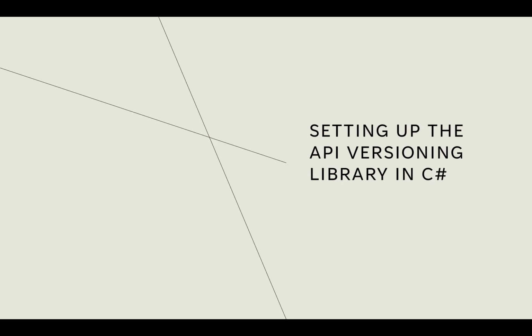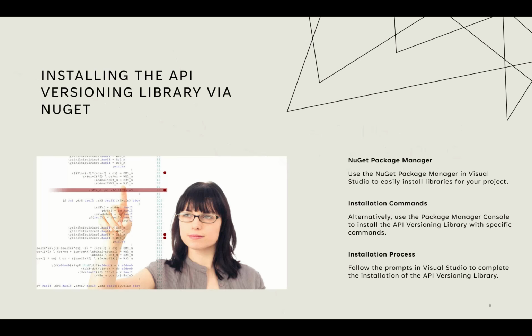To effectively use API versioning, the first step is to set up the API versioning library in your C# project. This includes installing the library and configuring your application for versioning. Begin by installing the API versioning library via NuGet Package Manager. This can be done through the Visual Studio interface or by using the Package Manager console with the appropriate commands.